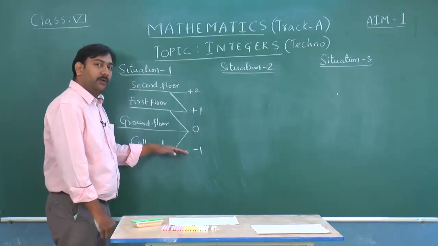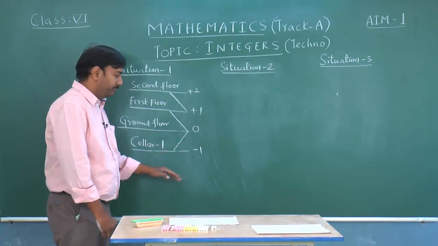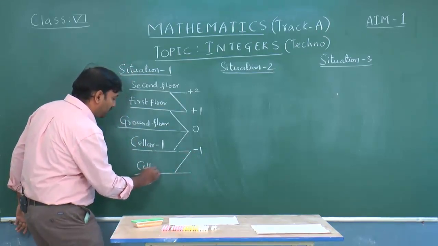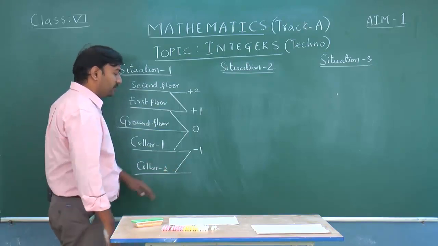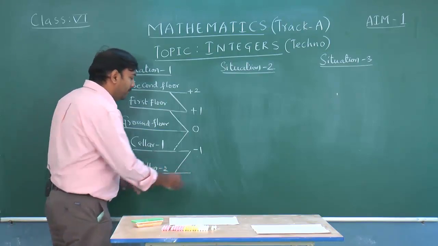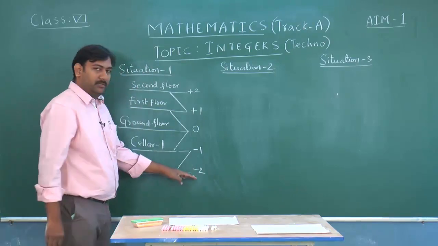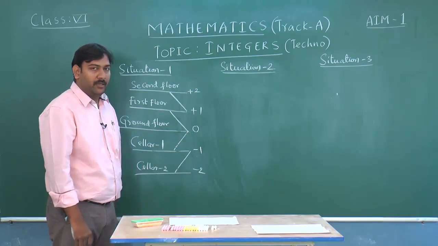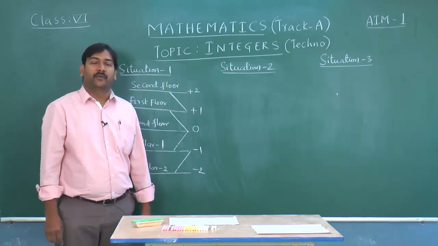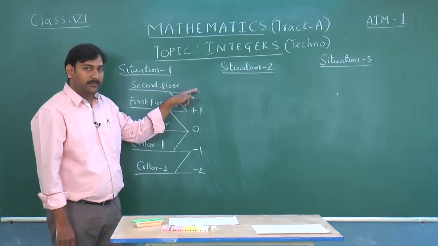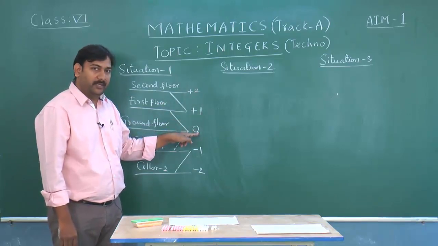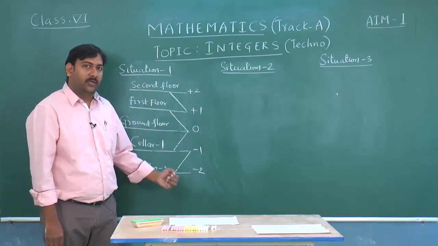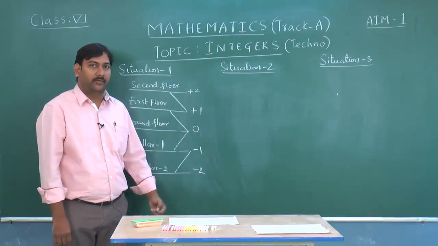Imagine that we have one more cellar below cellar 1. In case we need to go to the second cellar, then obviously the second cellar is indicated by -2, because cellar 2 is 2 floors below the ground level. So in this situation we have used the positive counting numbers along with the number 0, as well as the negative numbers like -1 and -2. So this is one of the situations where we have used negative numbers.